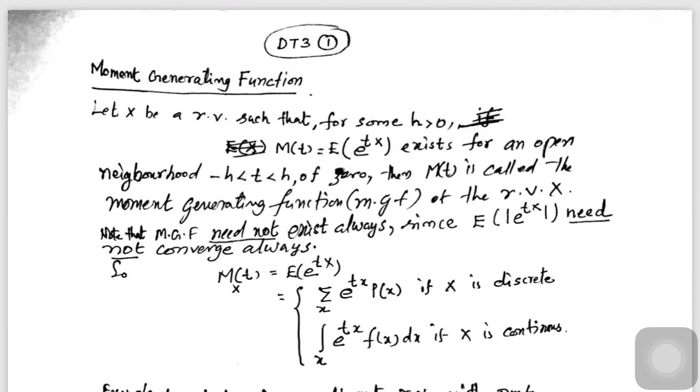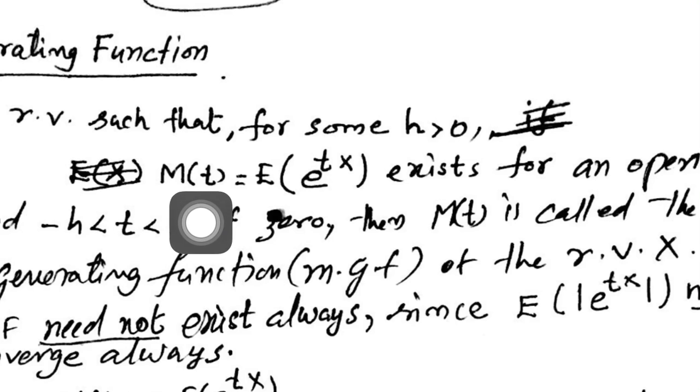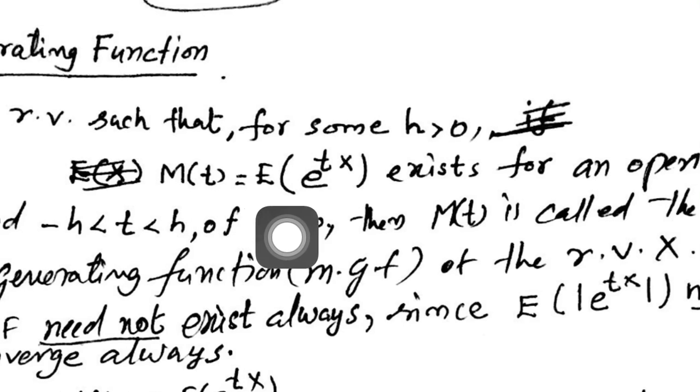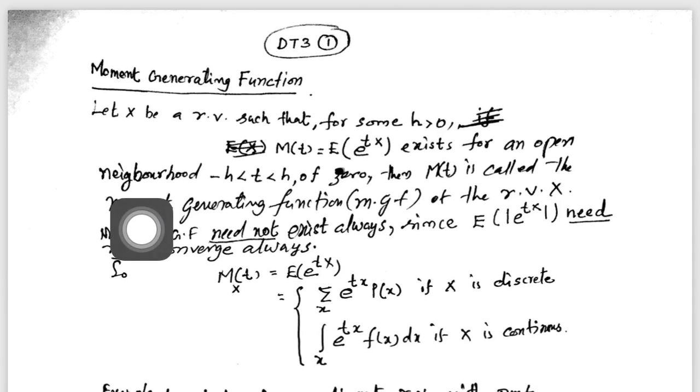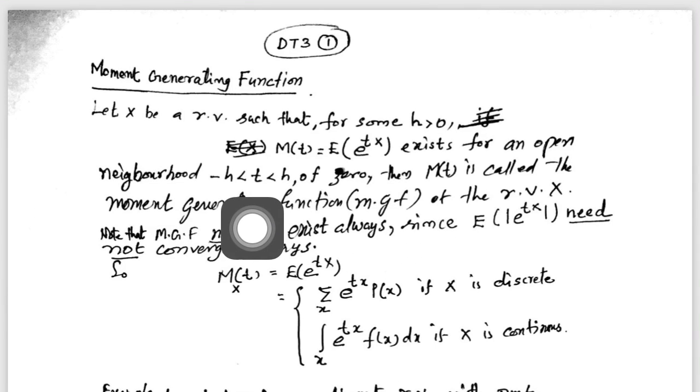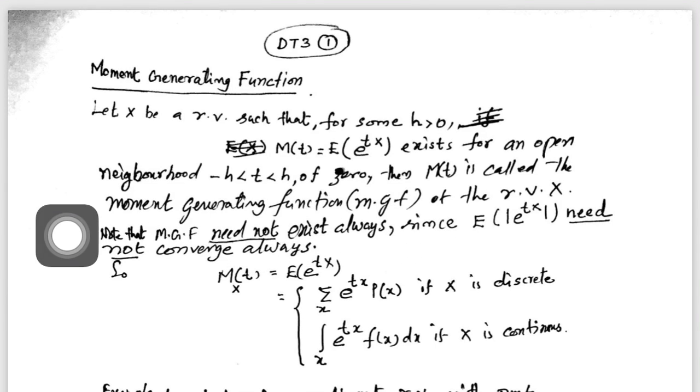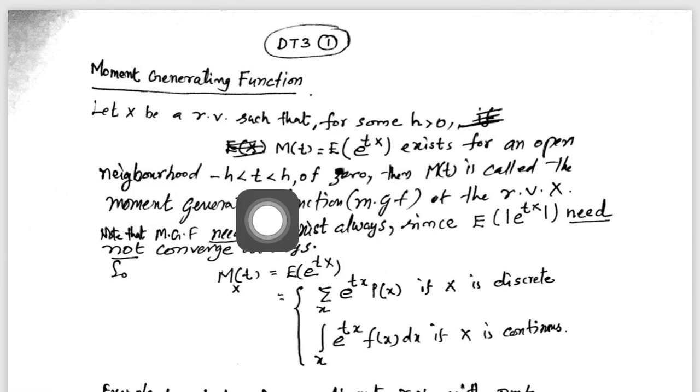MGF is expectation of e to the power of tx. It is the expectation of e to the power of tx. And we say that the moment generating function exists for an open interval or an open neighborhood of t equal to 0, that is, t lies between minus h and h for h greater than 0.